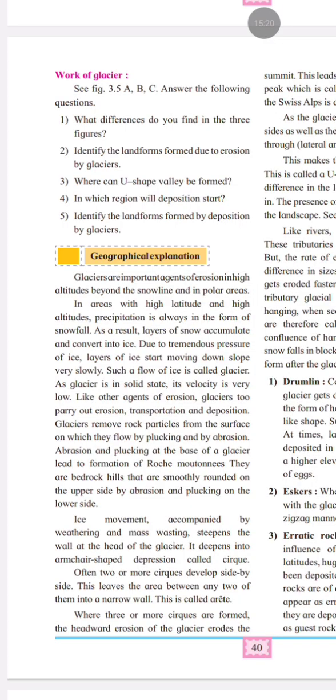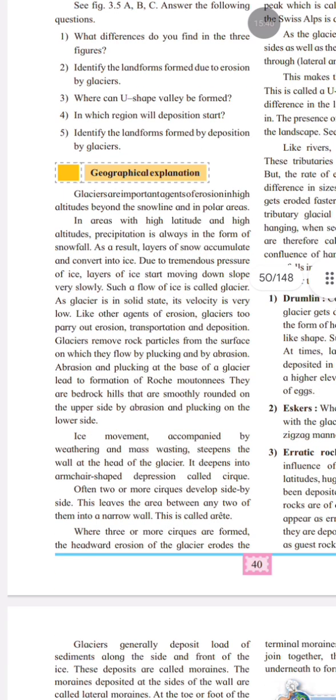So finally, let's understand the work of glaciers. Glaciers are important agents of erosion, in high altitude regions beyond the snow line and in polar areas. In high latitudes and high altitudes, precipitation mainly occurs as snowfall. Snow accumulates layer upon layer and changes into ice. Due to tremendous pressure, the ice slowly moves down the slope. This moving mass of ice is called a glacier.